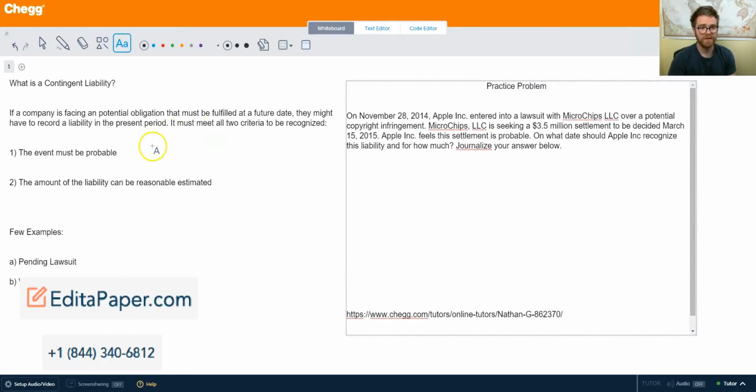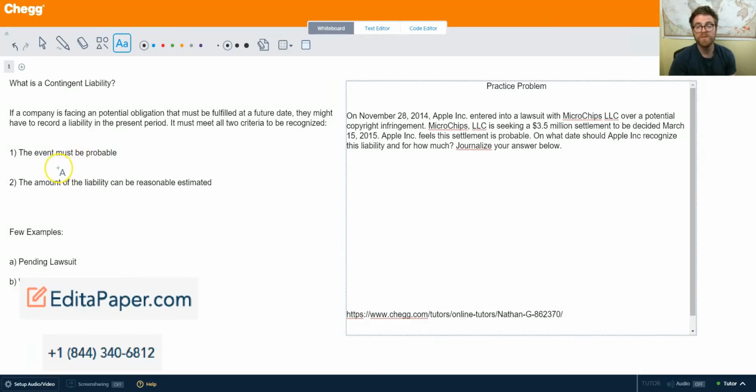So on the left here, I'm going to be talking about the definition of it, how it works, and on the right side here, I have a little practice problem so you can apply your knowledge. Now, like I was saying, if a company is facing a potential obligation that must be fulfilled at a future date, they might have to record a liability in the present period. But to record that liability, it must meet two very essential criteria.